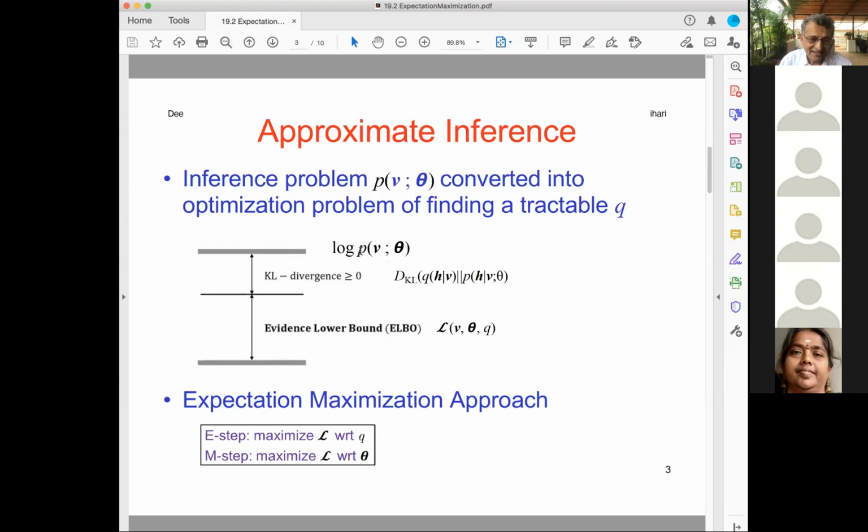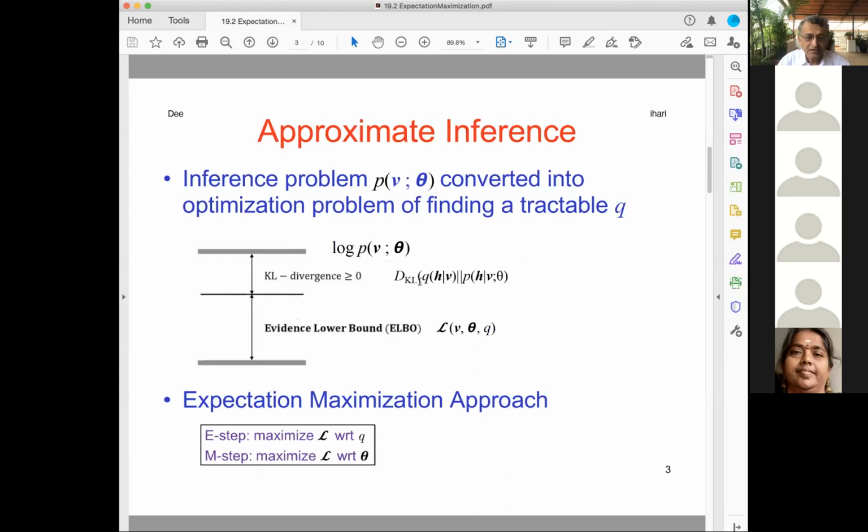We're saying that is a hard quantity, but we are breaking it up into two parts. One part is referred to as the evidence lower bound, L of V, theta, Q. And this Q is chosen such that the Kullback-Leibler divergence between Q and P is small. P is a real distribution. In this case, it's stated in terms of the conditional distribution, and that is not critical for this definition. It's simple, we can show that mathematically. Why is that H given V? We can prove this part of it.